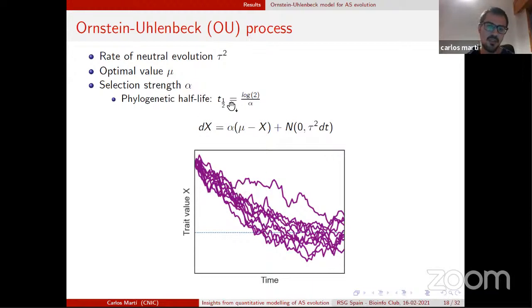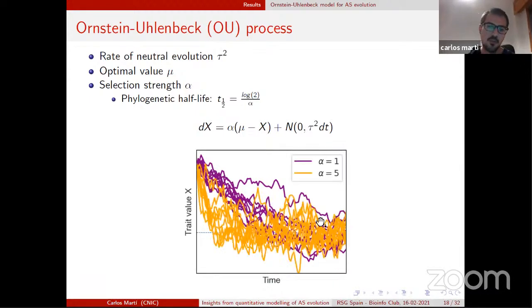This can be represented inversely by the phylogenetic half-life, which is the time that is required to reduce the distance to the optimal value by half. So for instance, in this example, we see that the trait besides accumulating random variation, is also deterministically drifting towards this optimal value, which is represented by the dotted line. Therefore, if we have different exons that evolve under different selective strength, we would observe something like this, in which we see that now this other exon with a stronger selective strength drifts much faster towards this optimal value.